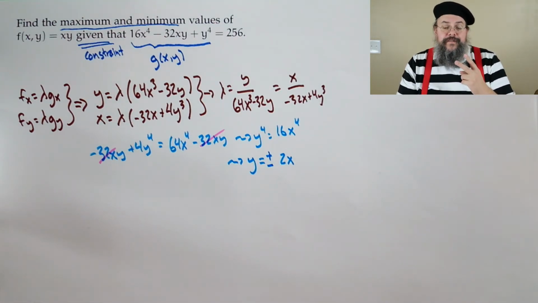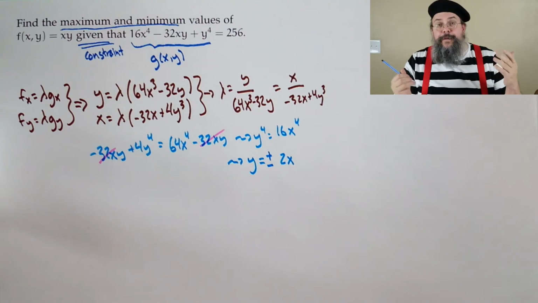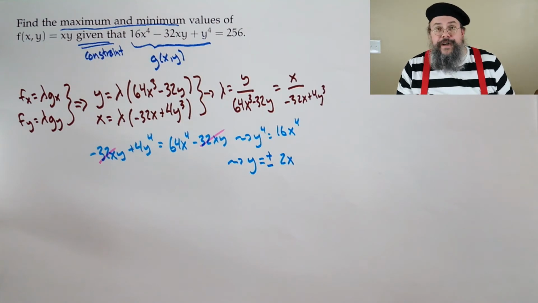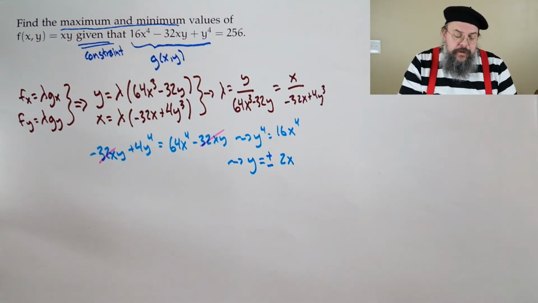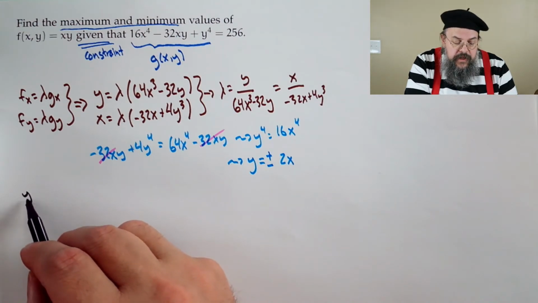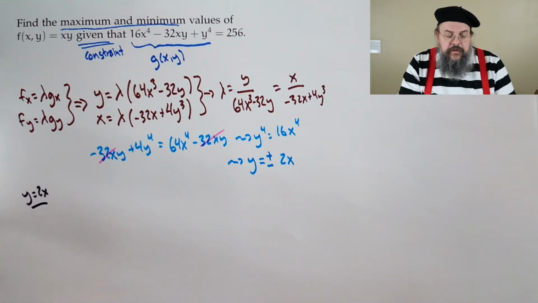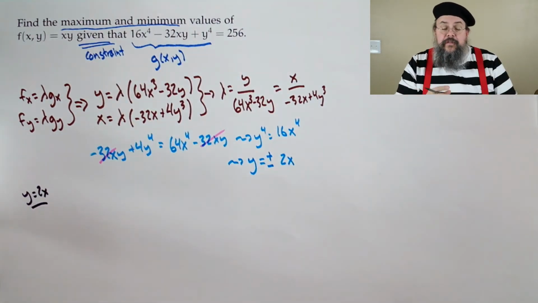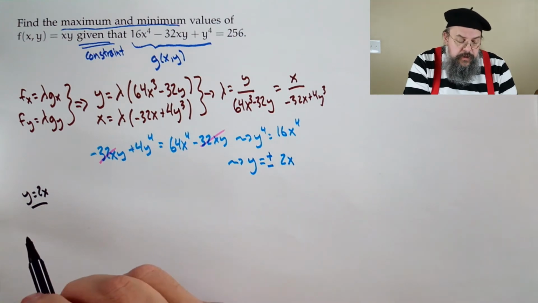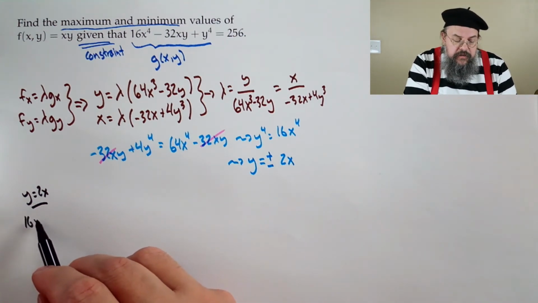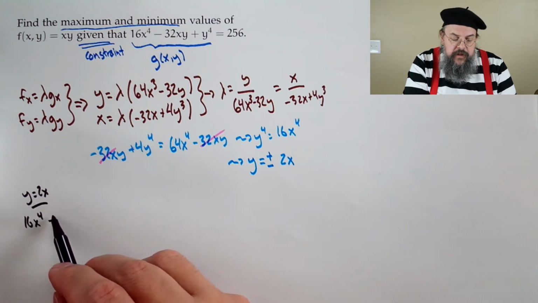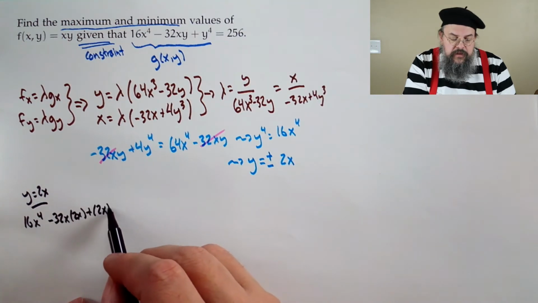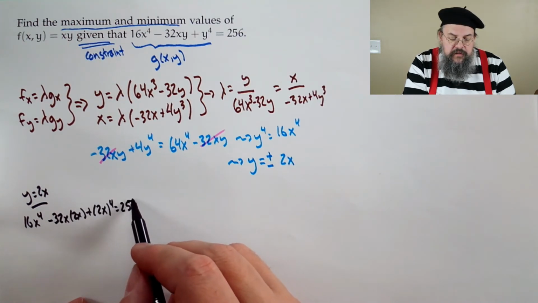So there's two possibilities. All right, well, time to explore our possibilities. That's all right. We have plenty of time. So let's start with y equals 2x. So we're going to go into our equation and put in y equals 2x and clean it up and see what we get. So we have 16x to the fourth, then minus 32x times 2x plus 2x to the fourth equals 256.